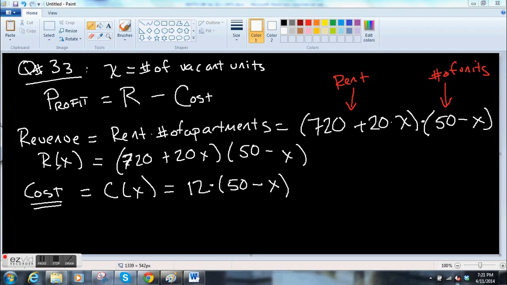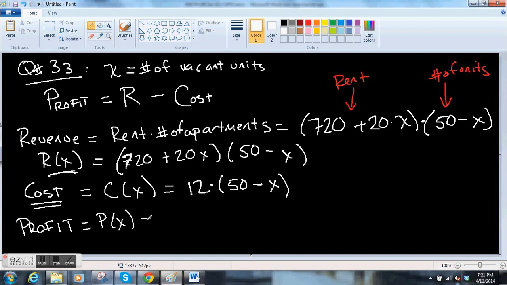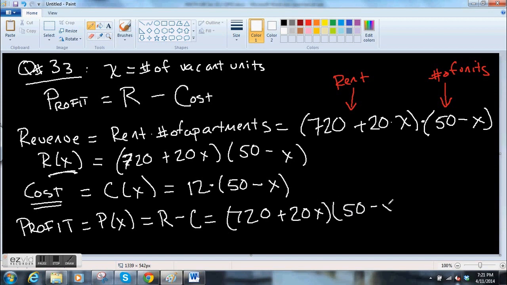So where am I going with all this? I have the revenue function, and then I have a cost function, but what I really want to do is maximize profit. So the profit function is going to be the revenue function minus the cost function. In this case, it's 720 plus 20x times 50 minus x, all that's the revenue function, minus the cost function, 12 times 50 minus x, like that.